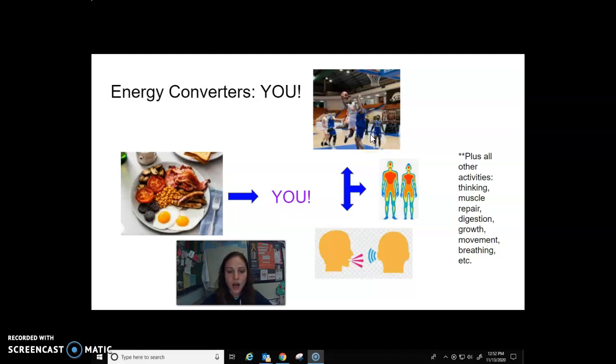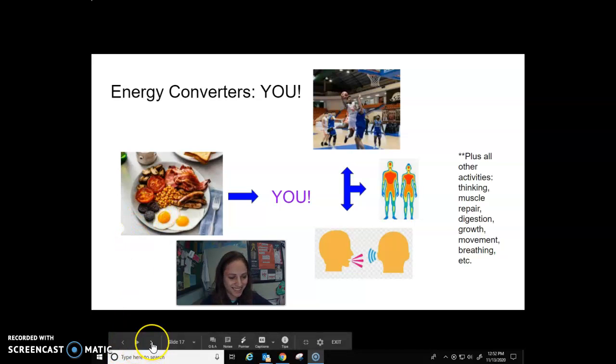and in here. Also, anything you do, talking, listening, thinking, muscle repair, digestion, movement, breathing, all the things you do, you can do those because of the types of foods that you put into your body. Now make sure you're choosing good foods, okay? That's my little spiel there.